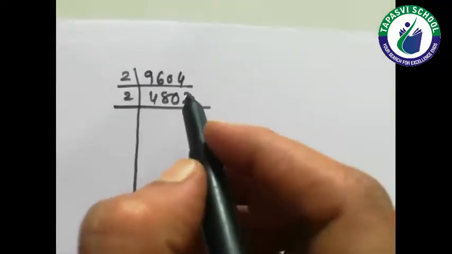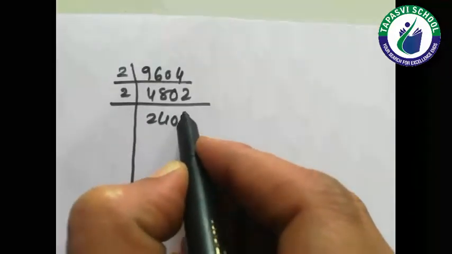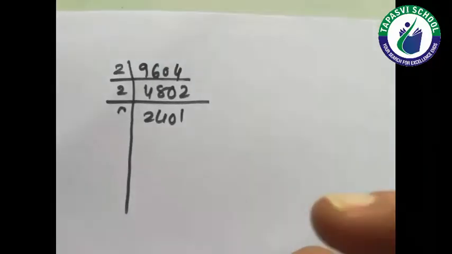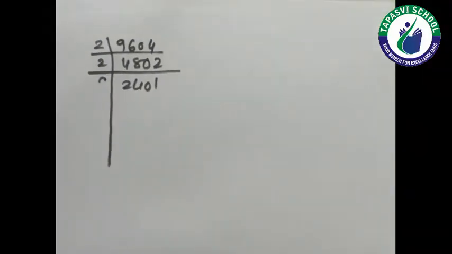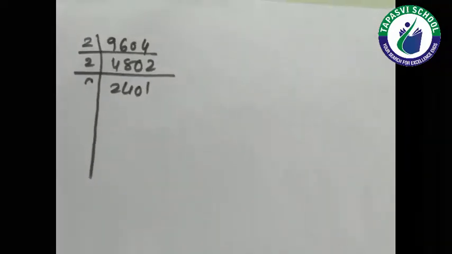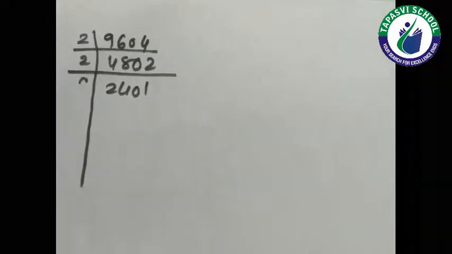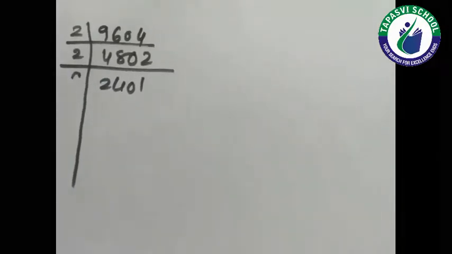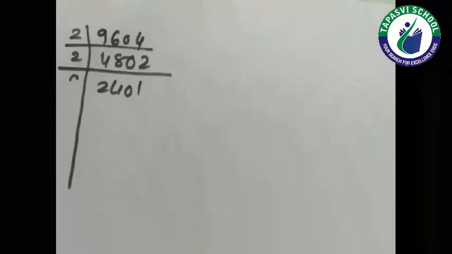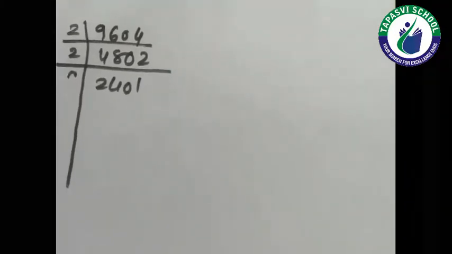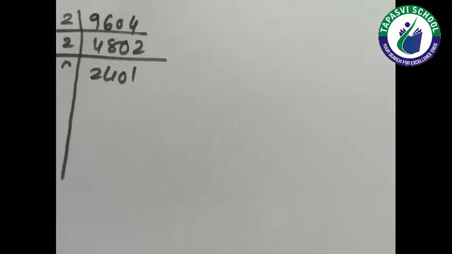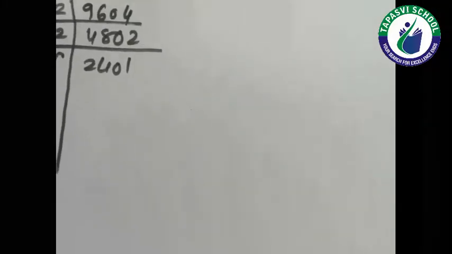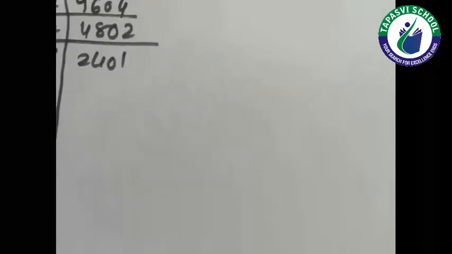Again divide it by 2. Here 2401. Now the last digit is odd, so divide it by 3. But you have to keep one thing in your mind, students. Whenever you divide by any number, you should get remainder 0. But as you divide this number by 3, it will be clear to you that you are not getting remainder 0.